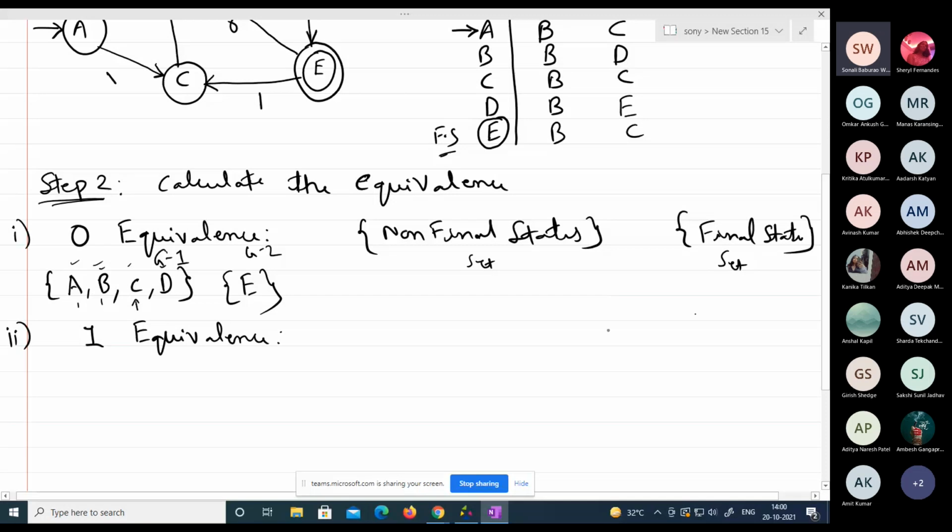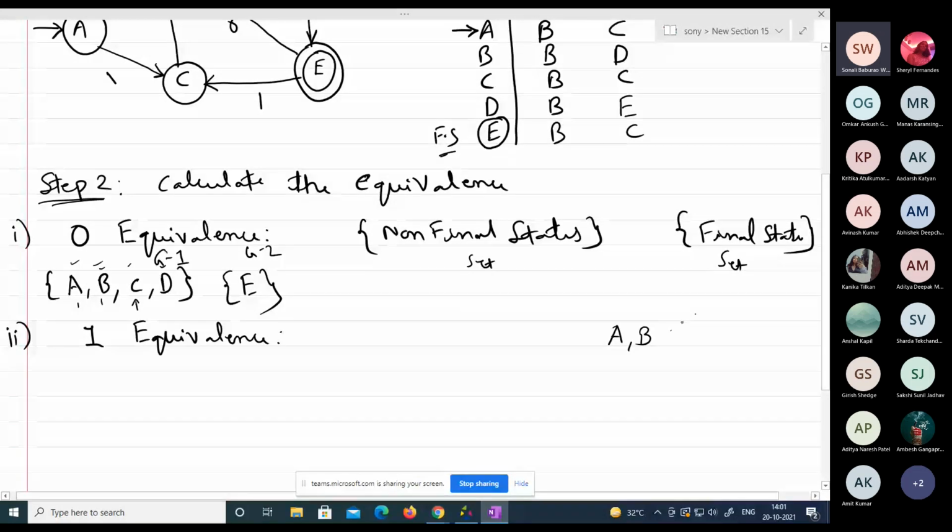So I am taking the first two states here, A, B. There are 4 states, and for computing the one equivalence, you always have to take a pair of states. You have to take 2 states and see whether they are one equivalent or not. My starting initial state is A and my next state is B. That's why I'm taking AB first.